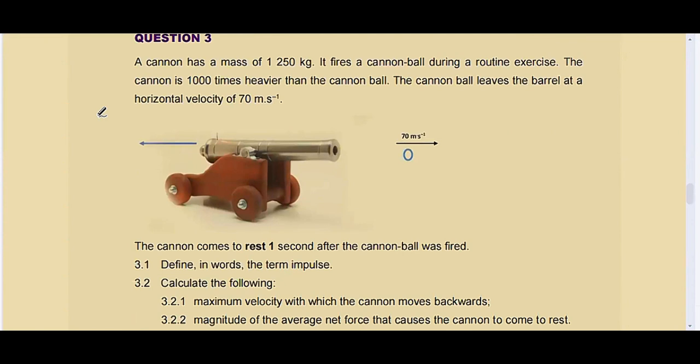Okay, so we have question number 3. It says a cannon has a mass of 1,250 kg. It fires a cannonball during a routine exercise. The cannon is 1,000 times heavier than the cannonball. So the cannon here is all this, then the cannonball is the one that is being fired. The cannonball leaves the barrel at a horizontal velocity of 70 meters per second.